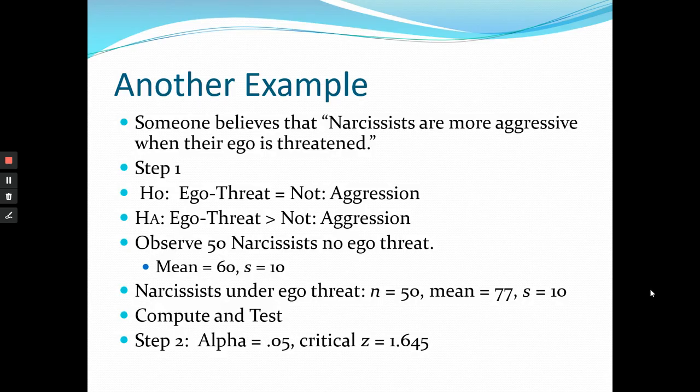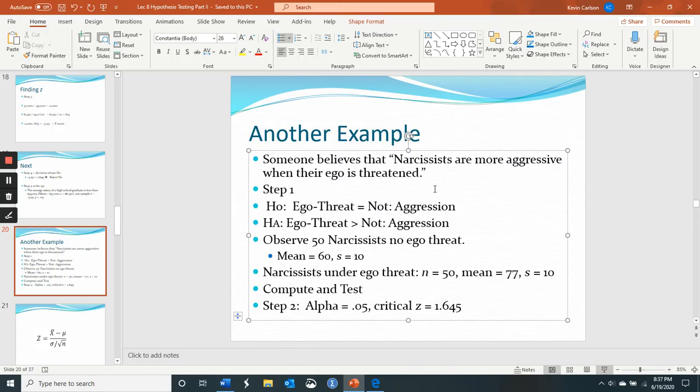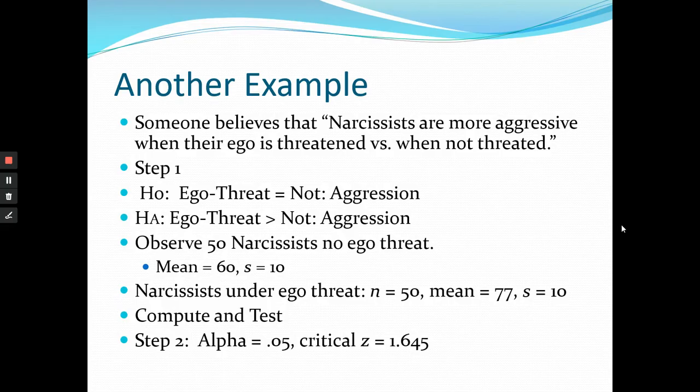So let's say that we have a study, and someone believes that narcissists are more aggressive when their ego is threatened versus when not threatened. So you know what ego threat means? It just means that somebody says something and you take it personally. So you take it as a personal slight to yourself.